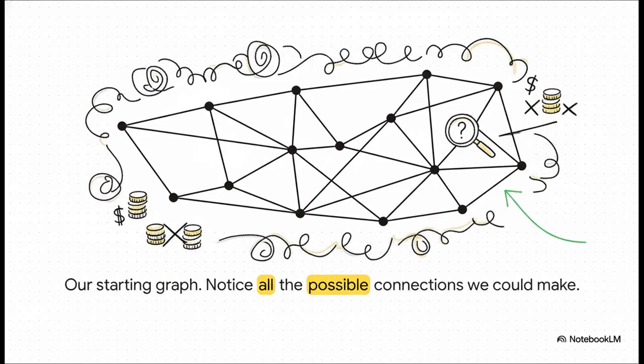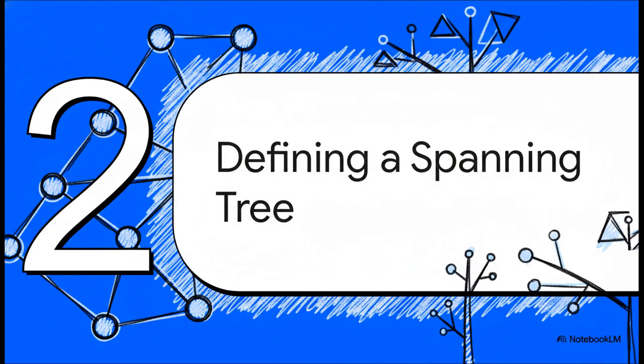All right, so here it is. This is our starting point. This graph shows every single possible connection we could make. And honestly, it's a mess, right? It's just a web of options. Building all of them would be crazy expensive. We've got to find a smarter way to do this. And that smarter way? Well, it starts with a really cool concept called a spanning tree.